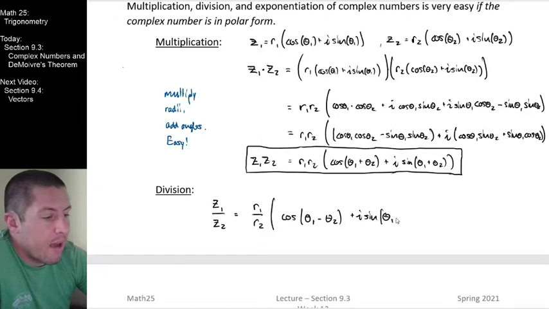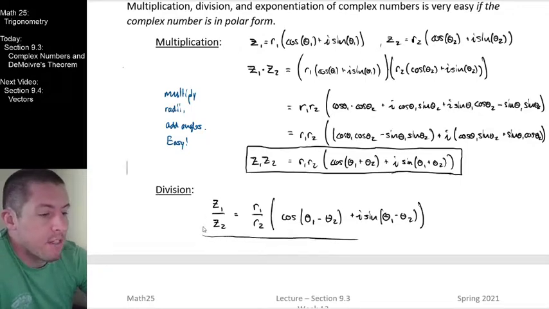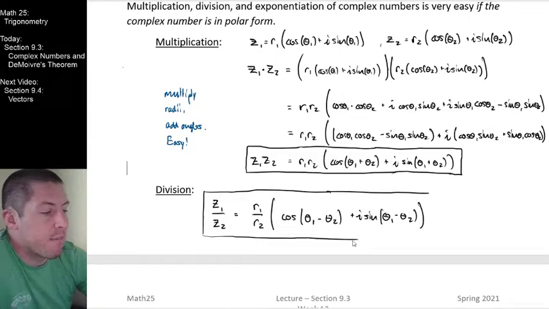So the fact that multiplication and division are so simply defined as long as you're in polar form is really good news for us, because that says it's actually pretty easy for us to do multiplication and division of complex numbers. But again, all this requires is for us to be in polar form.